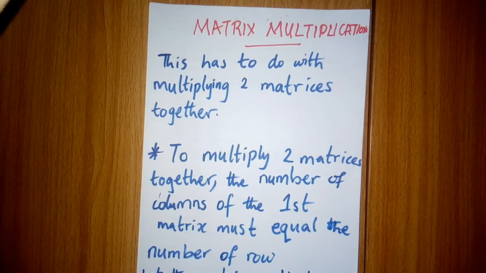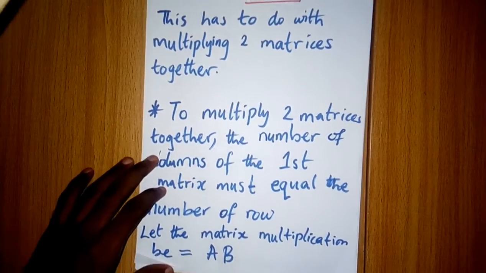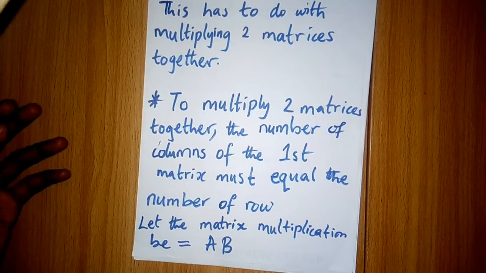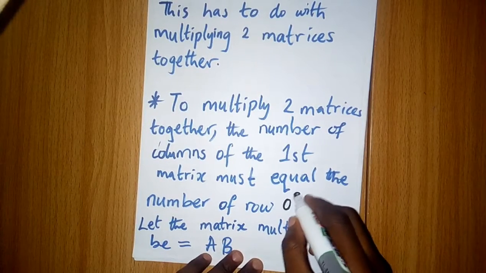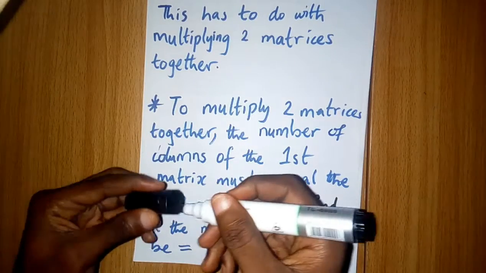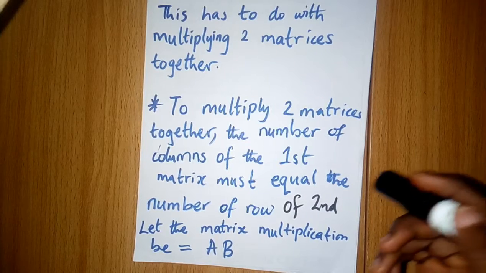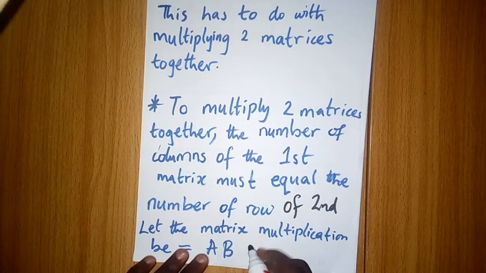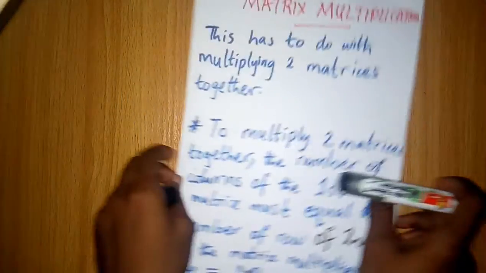Matrix multiplication has to do with multiplying two matrices together. To multiply two matrices together, the number of columns of the first matrix must equal the number of rows of the second matrix. So let the matrix multiplication be A times B.